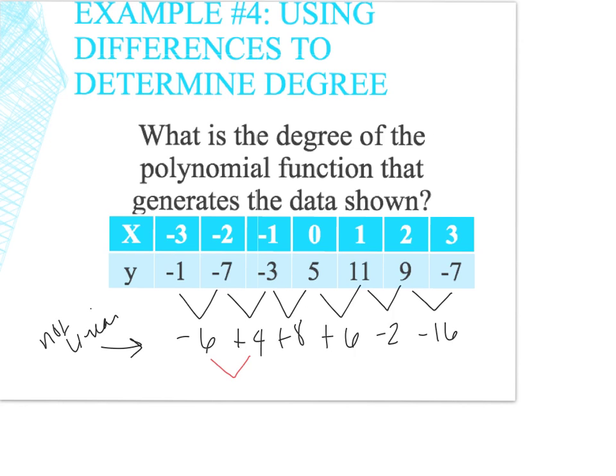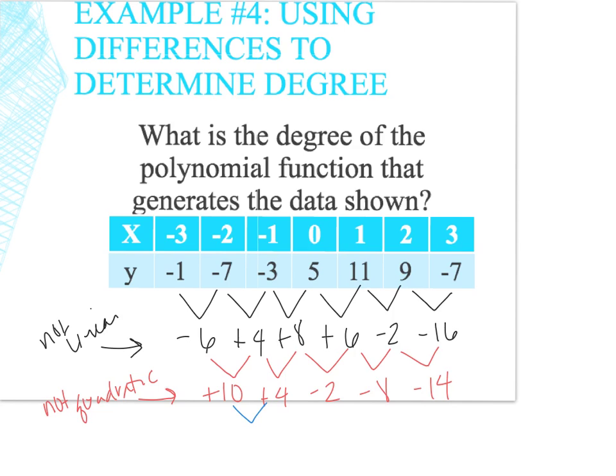So from negative 6 to positive 4, I'm increasing by 10. From 4 to 8, I'm increasing by 4. From 8 to 6, I am decreasing by 2. From 6 to negative 2, I am decreasing by 8. And from negative 2 to negative 16, I am decreasing by 14. So if it had been all the same here, then it would have been a degree of 2, which would have meant that it's quadratic, but it's not. So not quadratic.